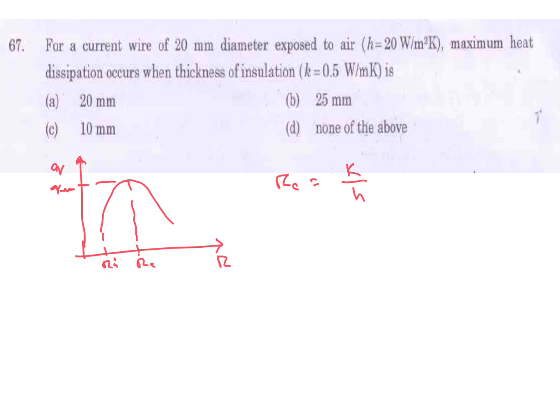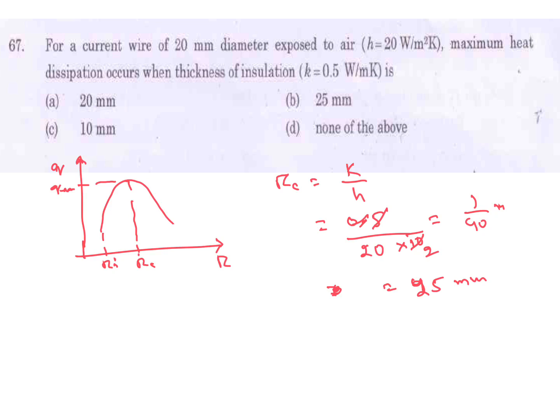So for cylindrical, RC is k by h. So k is 0.5 by h is 20. 0.5 by 20, take it as 5 by 10, 1 by 40. This is in meter. So multiply 1000. You will get 40 into 25 is 1000. 25 mm.